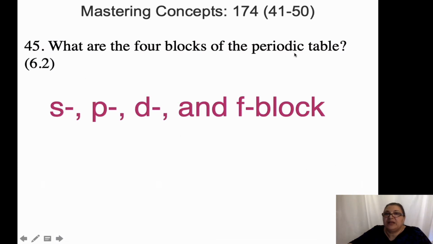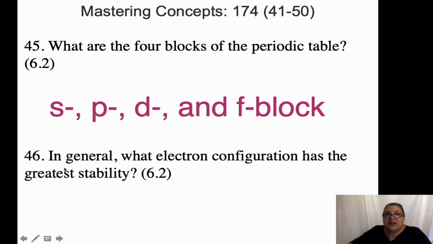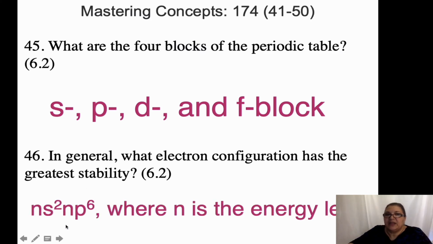Now the 4 blocks are S, P, D, and F. And in general, what electron configuration has the greatest stability? Anything that has S2 P6, because it adds up to 8. That's the most stable.